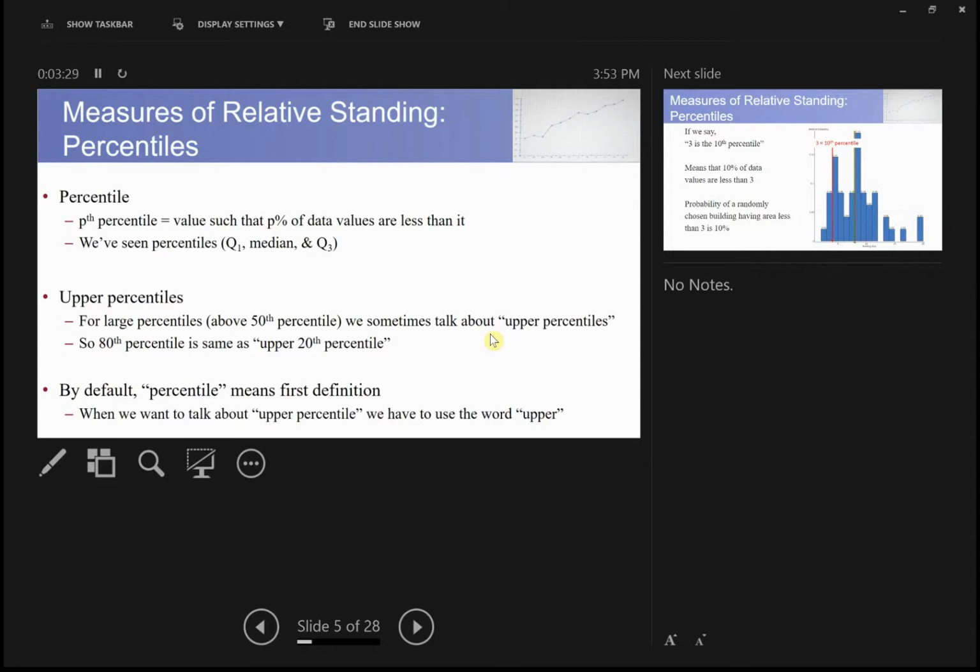Sometimes when we have percentiles above the median, we talk about the upper percentile. So instead of saying Michael Jordan is in the 90th percentile for height, we might say he's in the upper second percentile. When we're just talking about percentile, by default, we're always talking about the lower percentile. Sometimes when people want to be really careful, they'll make a distinction between lower percentiles and upper percentiles.